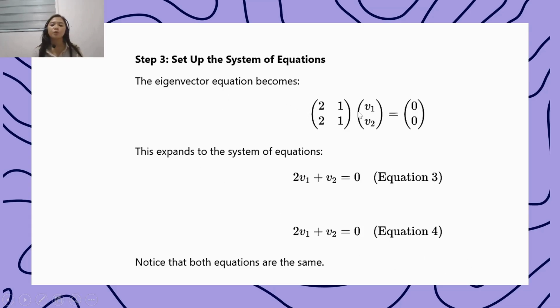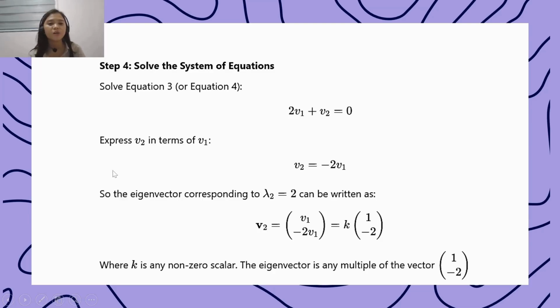So we will multiply this one. So 2 times v sub 1 is 2 v sub 1. So 1 times v sub 2 is v sub 2 equals 0. That is our equation 3. And next is 2 times v sub 1, so the same, plus 1 times v sub 2 is v sub 2 equals 0. That is our equation 4. So, as you notice, both equations are the same. So, we will solve for the equations.